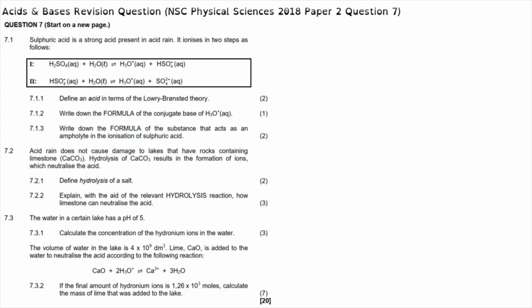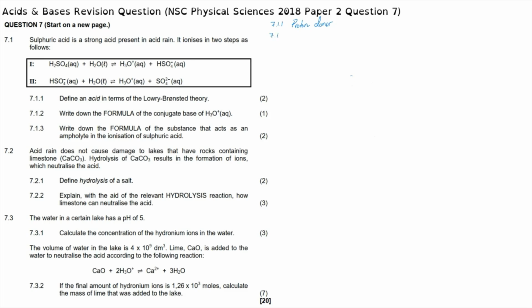Question 7 reads, sulfuric acid is a strong acid present in acid rain. It ionizes in 2 steps as follows. And 7.1.1, define an acid in terms of the Bronsted-Lowry theory. And Bronsted-Lowry defines acids and bases in terms of their proton behavior. And so we say that an acid in the Bronsted-Lowry theory is a proton donor.